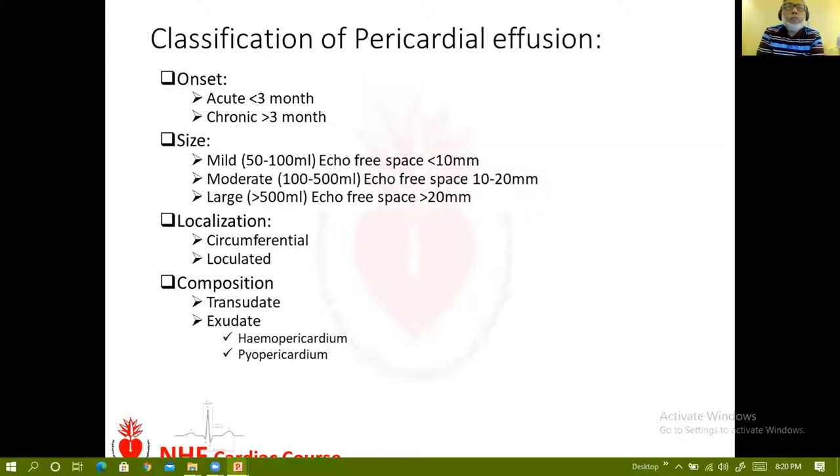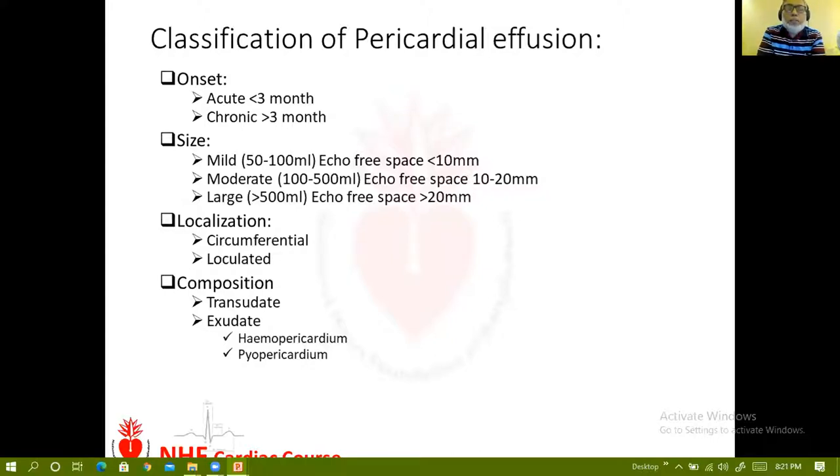Classification of pericardial effusion. According to onset, if pericardial effusion occurs in less than 3 months, this is acute. If more than 3 months, this is chronic. According to size, if the echo-free space is less than 10 millimeters, this is mild. Echo-free space between 10 to 20 millimeters is moderate. And echo-free space more than 20 millimeters is large. In case of mild pericardial effusion, accumulation of fluid is 50 to 100 ml, moderate 100 to 500 ml, and large more than 500 ml.